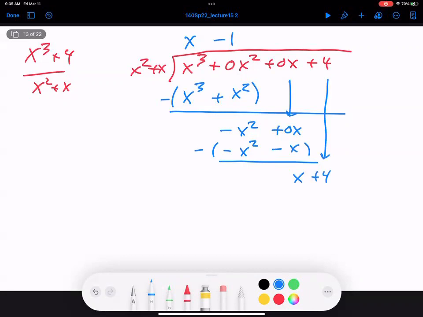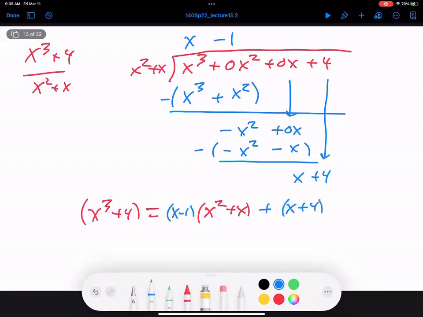And so, I can't multiply x squared plus x by anything. Did I make a mistake? No. Okay, so I would get x cubed plus 4 is equal to x squared plus x times x minus 1 plus my remainder, which is x plus 4. And if you multiply it out, you will see that it is x cubed plus 4. You can also use synthetic division, which is just another way of writing the long division. So if you ever need to do something like this, this is how you do calculations like this.